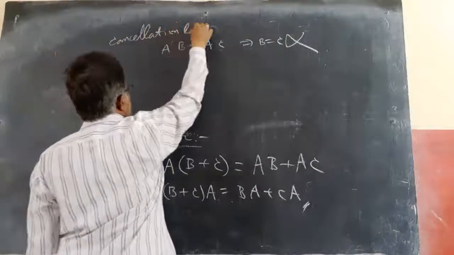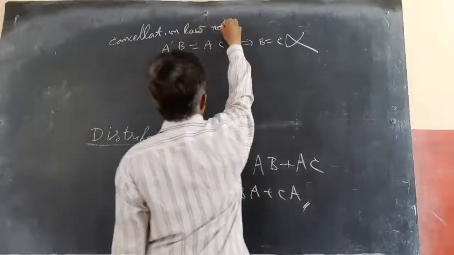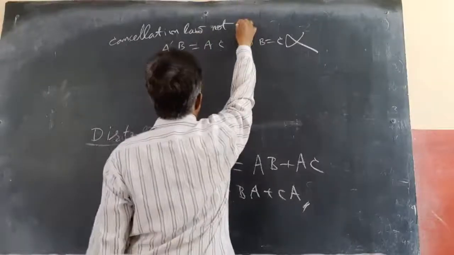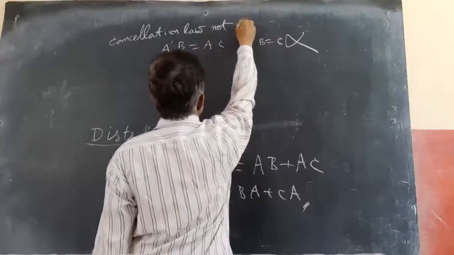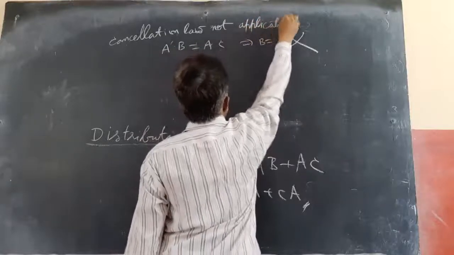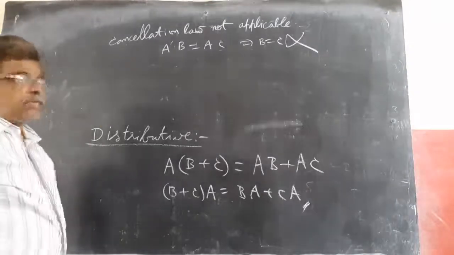Cancellation law is not applicable in matrices. In all other cases, we will cancel A on both sides and we will write B equal to C. But in matrices, cancellation law is not applicable. We will see an example.